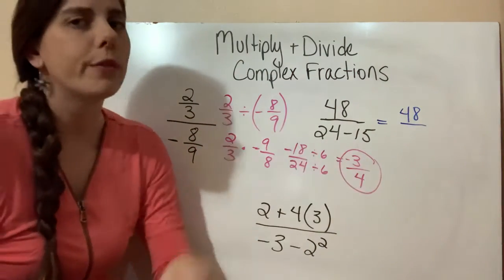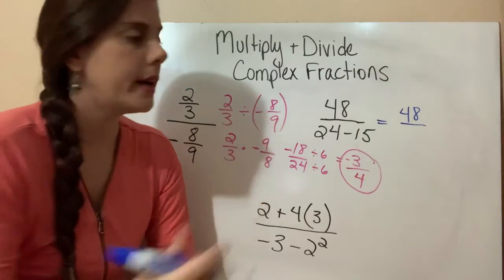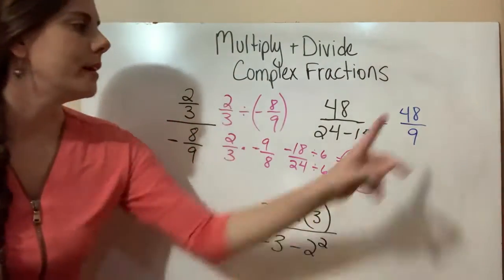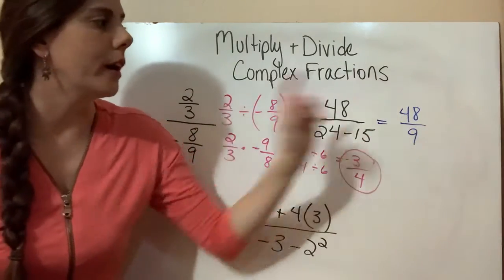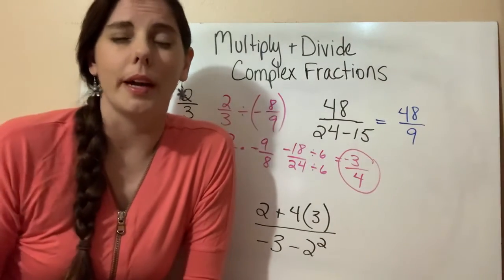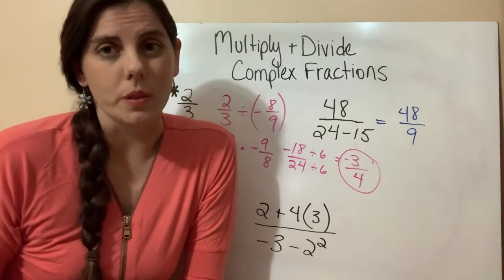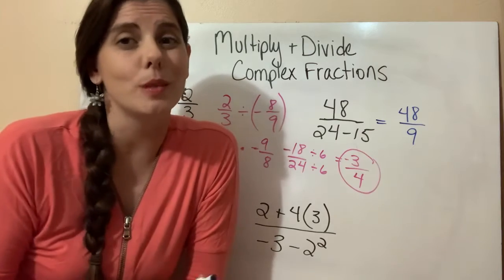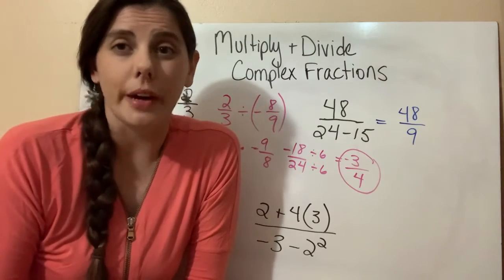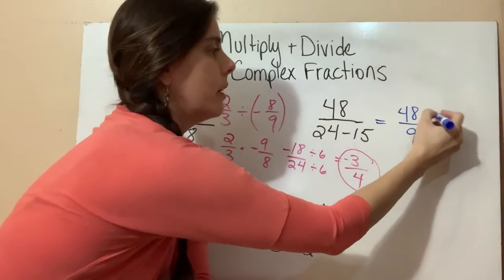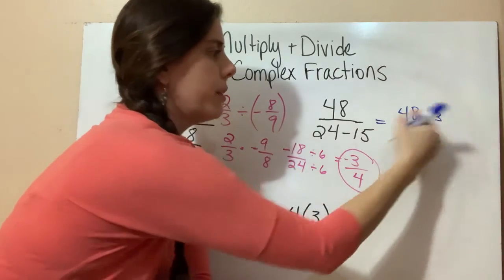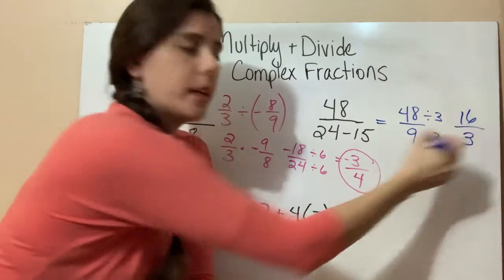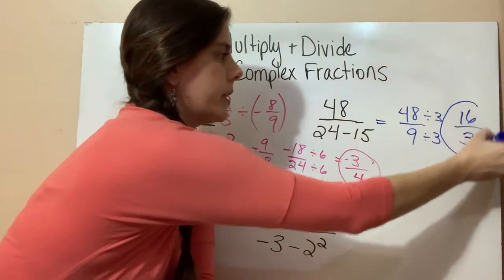But then we have 24 minus 15. So 24 minus 15 is 9. So 9 plus 15 equals 24. Now, when we look at that, 48 divided by 9, we might think that's it already in lowest terms. But remember, always check to see if you can reduce. And in this instance, we can. So both numbers can be divided by 3. So if we divide 48 by 3 and 9 by 3, 48 divided by 3 is going to be 16. 9 divided by 3 is going to be 3. So our answer would be 16/3.